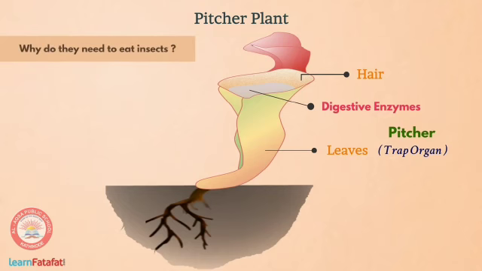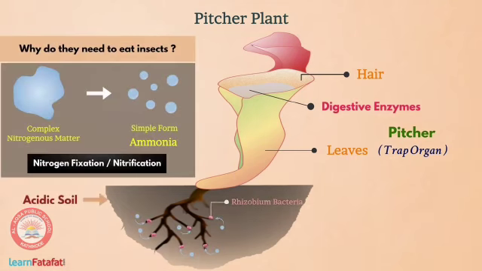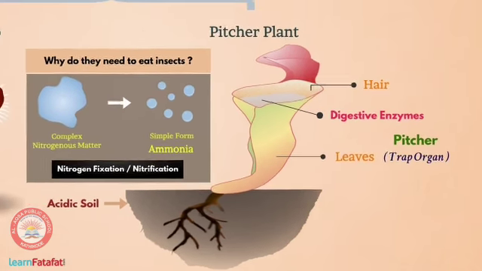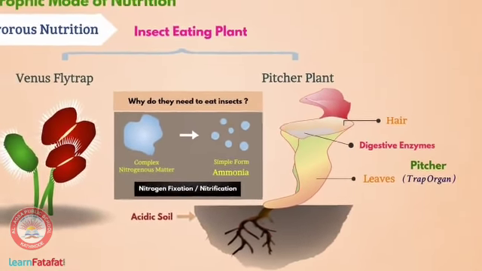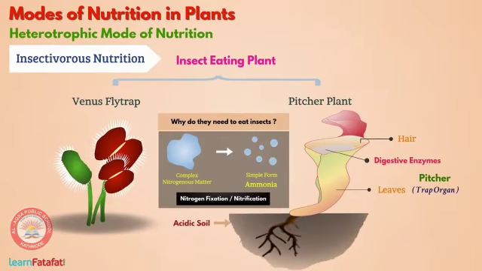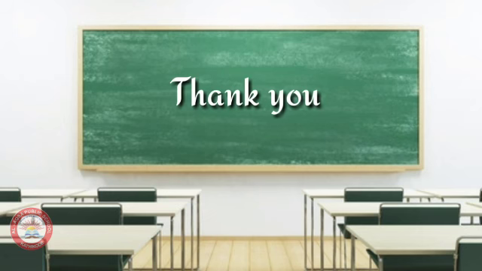Now, why do pitcher plants need to eat insects? Plants take nitrogen from the soil, but in some cases, nitrogen is not available from the soil. In such cases, they depend on other sources for nitrogen, like the pitcher plant depends on insects. So children, the other two modes of heterotrophic nutrition in plants will be discussed in the next class.